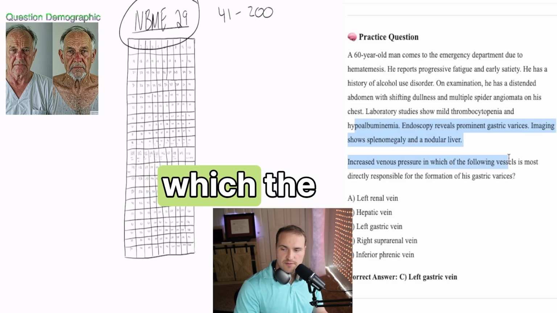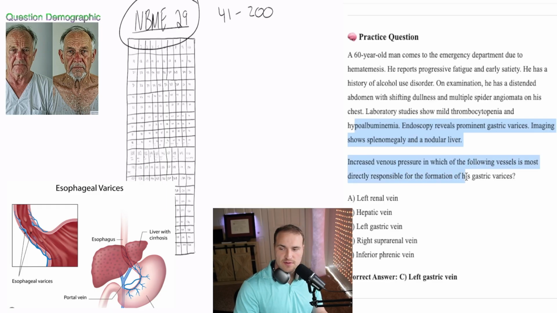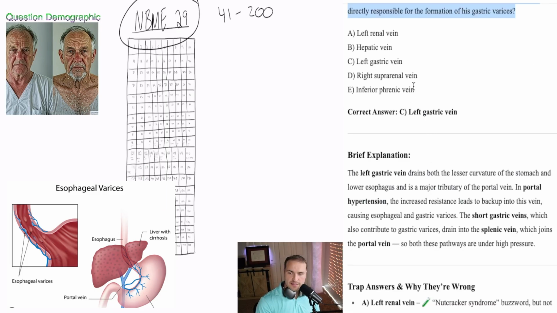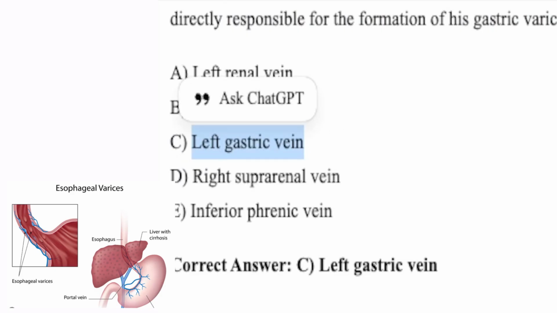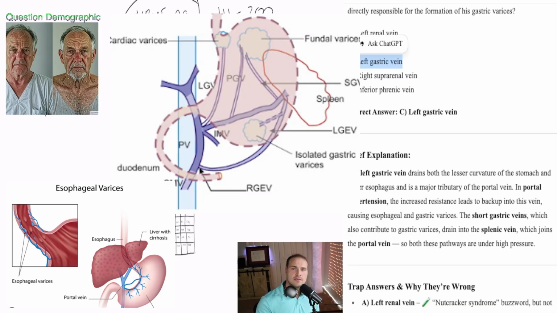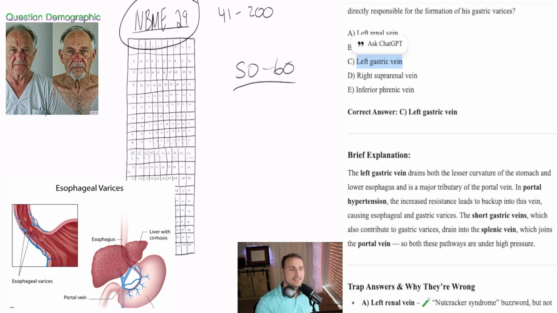Increased venous pressure in which of the following vessels is most directly responsible for the formation of gastric varices? So here are the answer choices, and the answer is indeed the left gastric vein. And they can ask this several ways. Middle-aged, older man, he's going to have alcohol use. That's guaranteed, right? Why alcohol use? Because that increases the risk of cirrhosis.